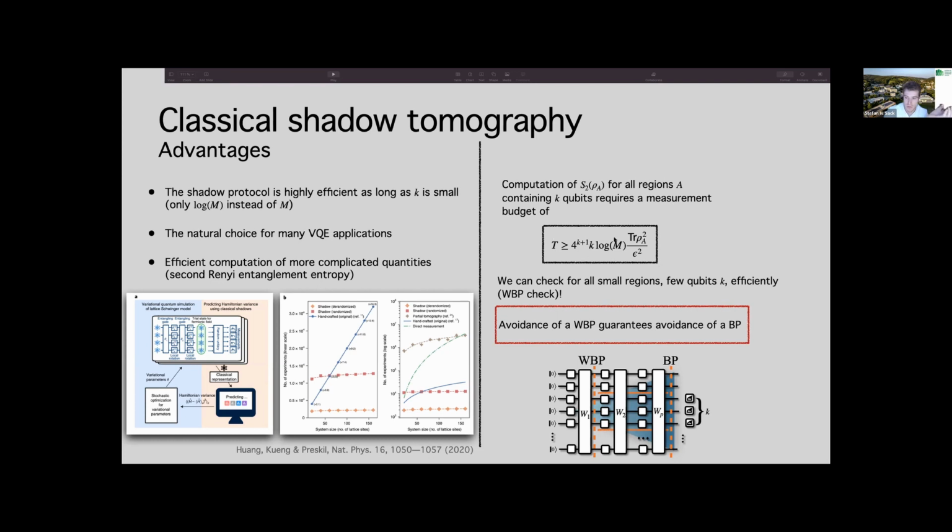But for a weak Barren Plateau, we only need to measure a few qubits. And since a weak Barren Plateau is a necessary condition for a full Barren Plateau, if you avoid a weak Barren Plateau, you also avoid a full Barren Plateau. So this offers a very efficient way of fully avoiding Barren Plateaus.